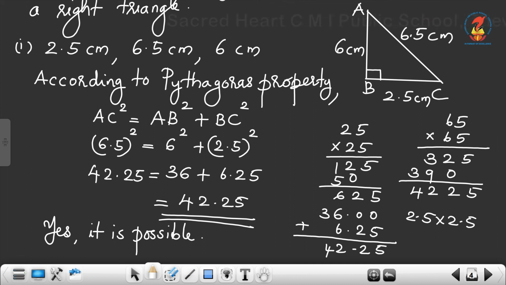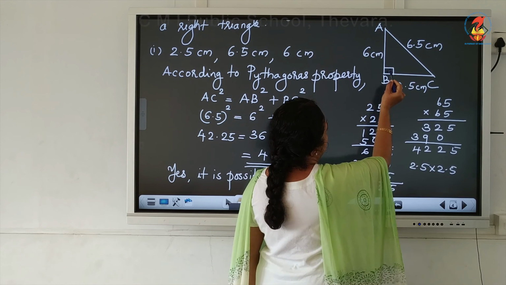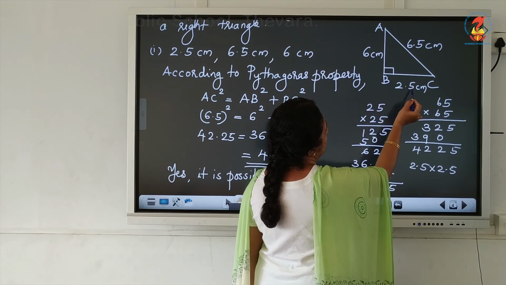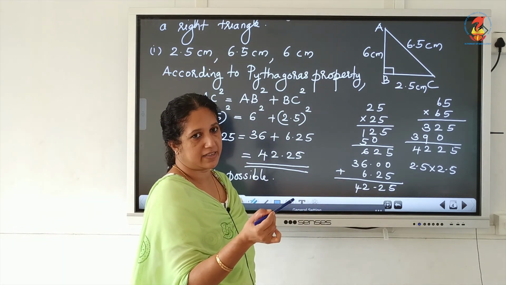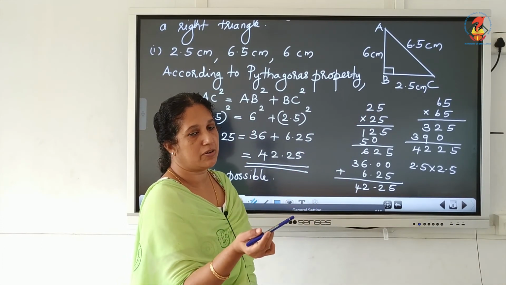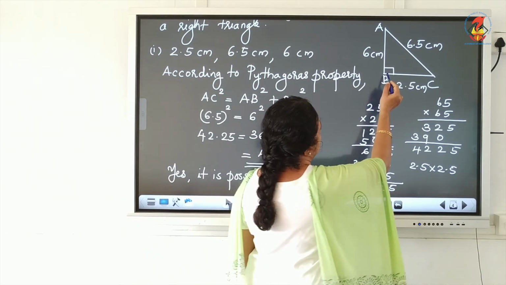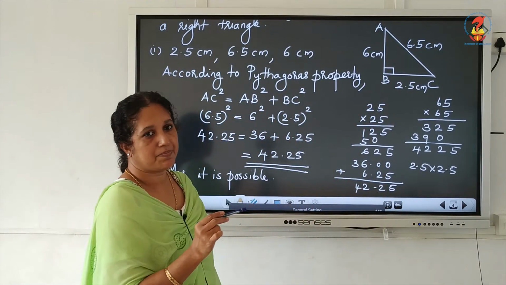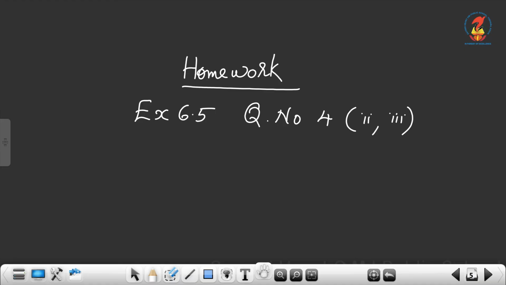So which angle can you take as the right angle? The angle between the lengths 6 centimeter and 2.5 centimeter we can take as the right angle. Out of these three angles A, B and C, which angle do you take as the right angle? That means the angle between the sides 6 centimeter and 2.5 centimeter. Now homework, exercise 6.5, question number 4, second and third one.